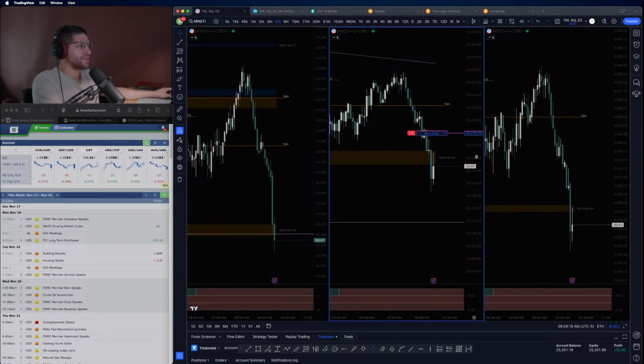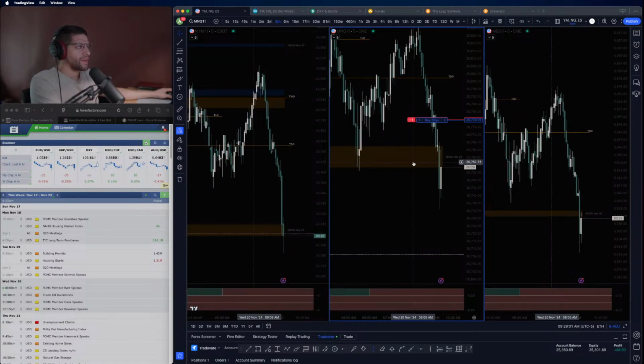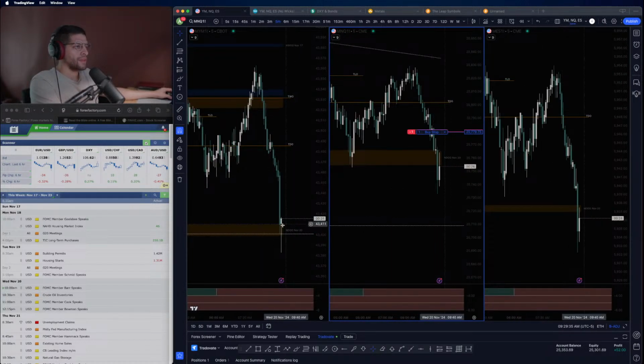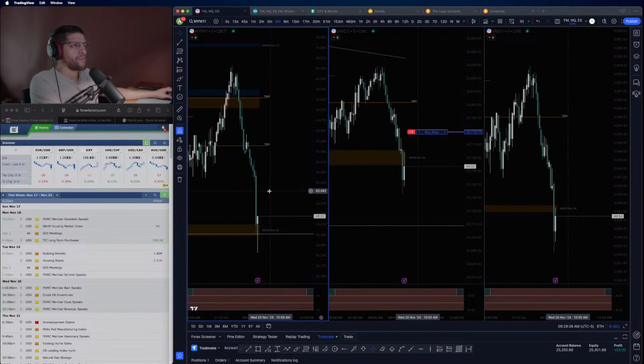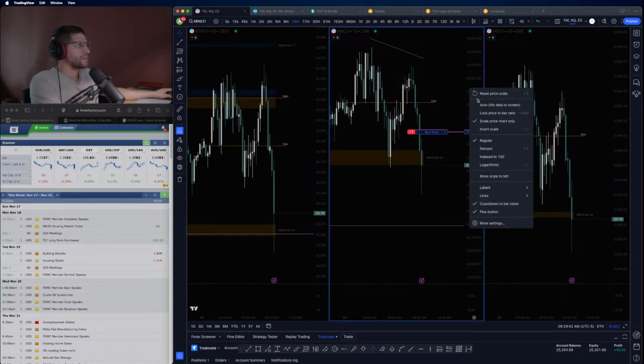1 minute, 40 seconds until market open. We'll see what happens. This could either just continue lower and just go. New day opening gap. Okay. 15 minutes.